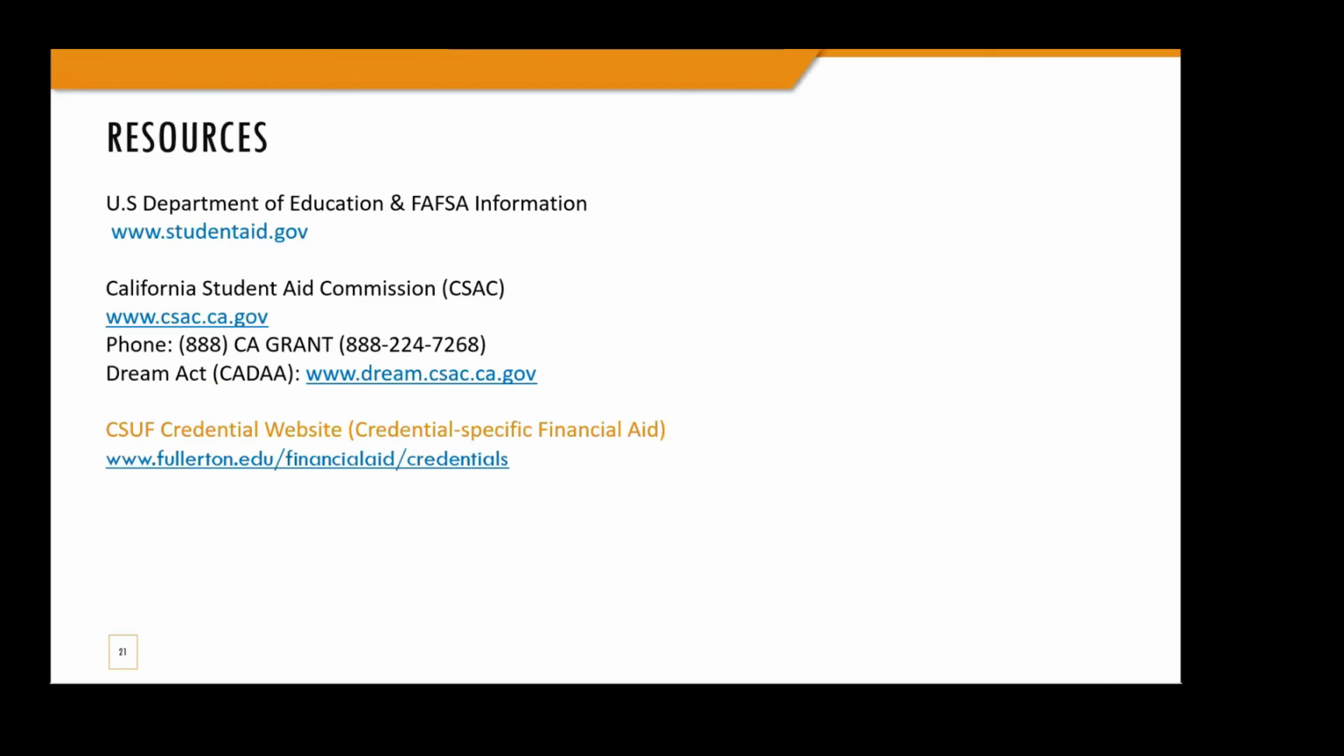And then resources. So we have included here some websites that are helpful for information on federal financial aid or FAFSA information, studentaid.gov. We also included the California Student Aid Commission, CSAC website. This is where you can find more information about the state programs like the Middle Class Scholarship, Cal Grant benefits, or the Golden State Teacher Grant. And then their phone number, 888-224-7268. We also included information about the DREAM Act application. So if you are a CADA recipient, this is where you would be completing your application and where you can get more information about financial aid that may be available to you.